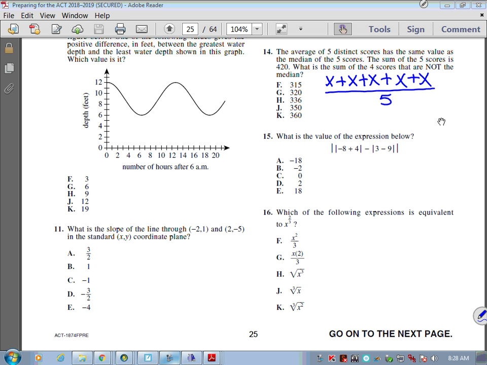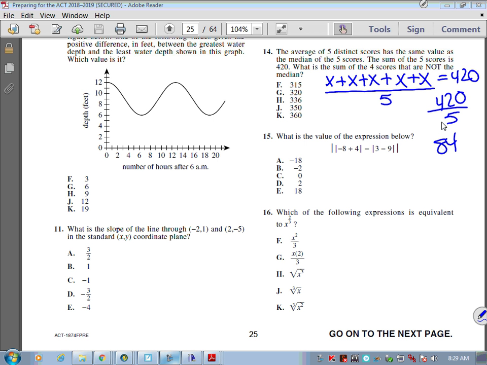The sum of the 5 scores, let me do this again. x plus x plus x plus x plus x equals 420. I can take 420 and divide it by 5, and that tells me that on average it would be 84, right? If I took 84 plus 84 plus 84 plus 84 plus 84 and divided it by 5, I would get an average, and a total of 420. So the average number is 84.